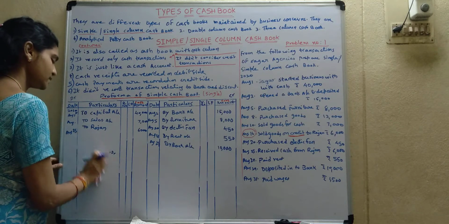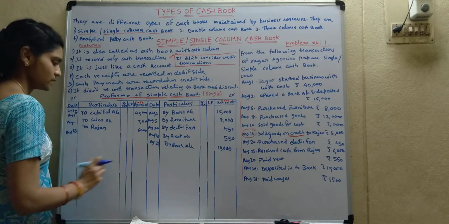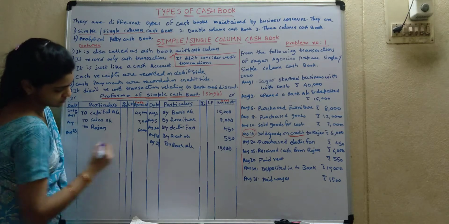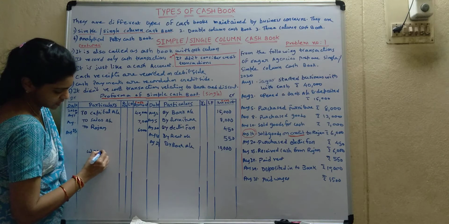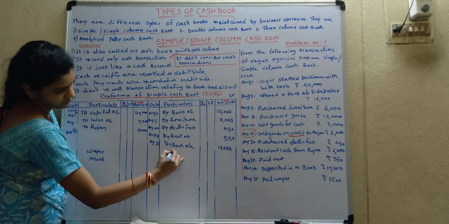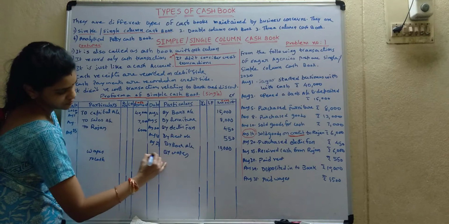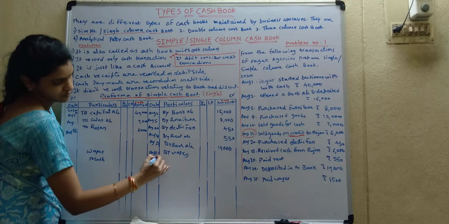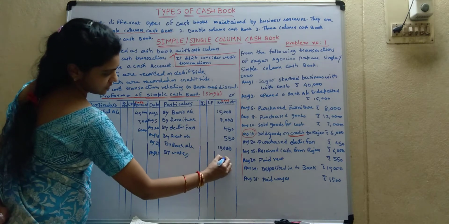Same like rent. So what's the entry? Wages to cash. So by wages, 1,500.